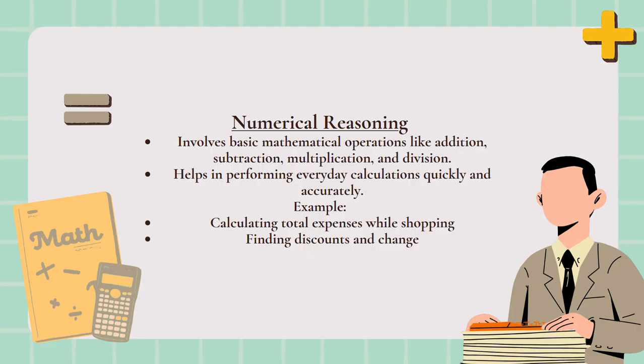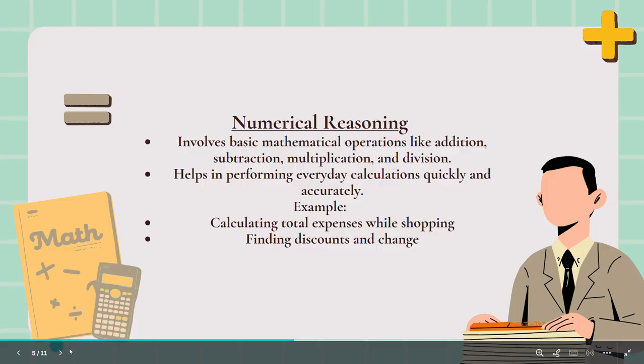Sometimes some products will have discounts, like a 20% discount. So we will be calculating that discount amount and then seeing, oh, the actual price is like that and we have got this much discount. So that's about numerical reasoning. I hope you got it.